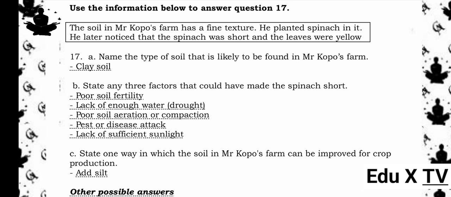B. State any 3 factors that could have made the spinach short. Poor soil fertility. Lack of enough water (drought). Poor soil aeration or compaction. Pest or disease attack. Lack of sufficient sunlight.